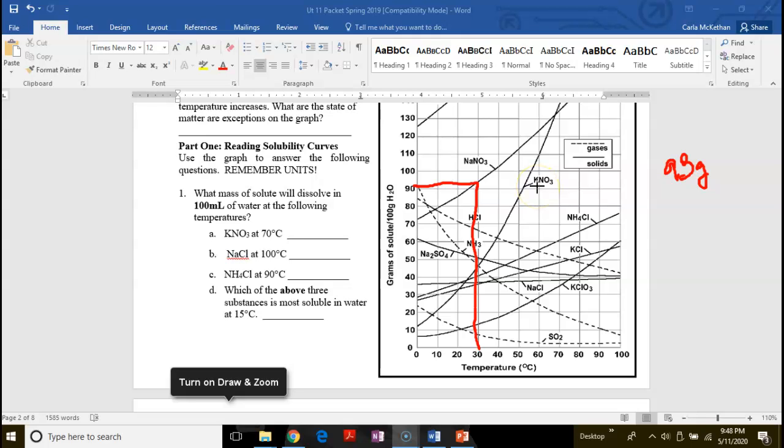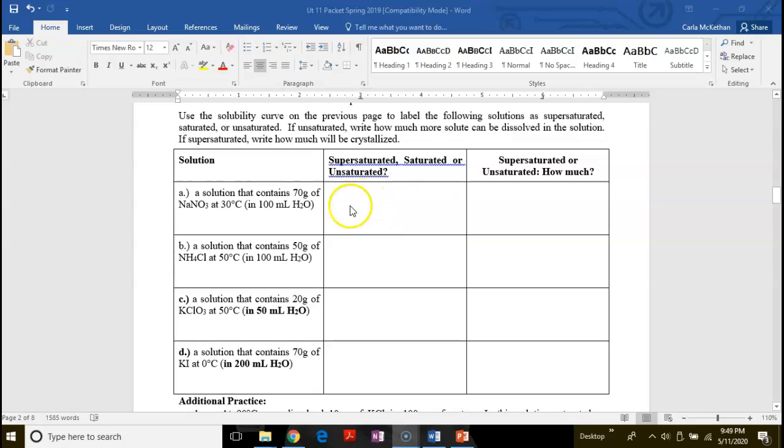If you go back to page 3, letter A, it said it contains 70 grams. So 70 grams is right here. It is way underneath this line. Look, 70 grams is right here, so that's underneath this 93 mark. So what type of solution is it? It's unsaturated. So right here, you're going to write unsaturated.